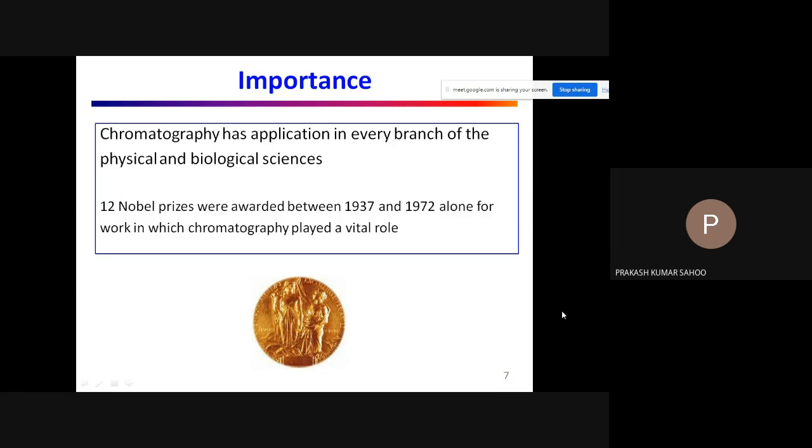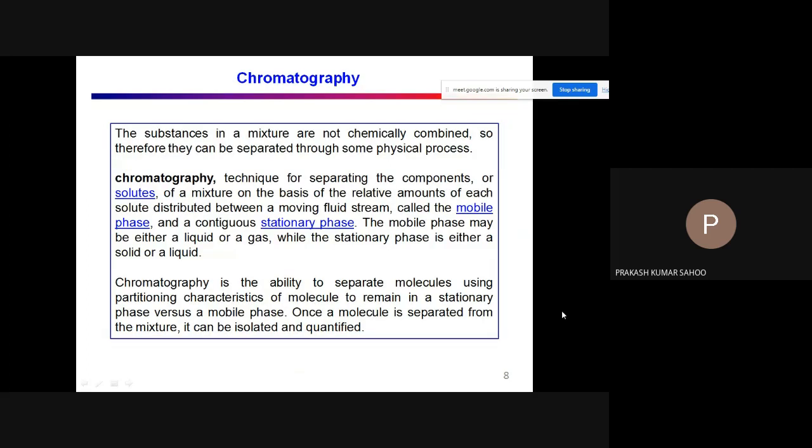Then what is the importance of chromatographic methods? Chromatography has application in every branch of physical and biological sciences, and 12 Nobel Prizes were awarded between 1937 and 1972 for work in chromatography.